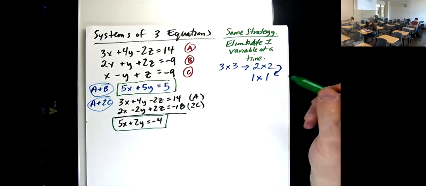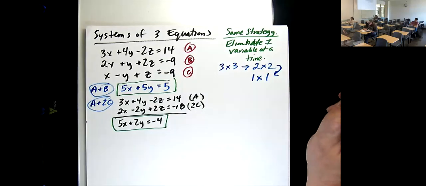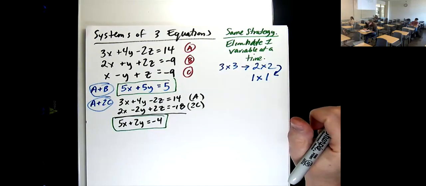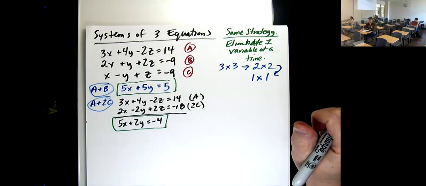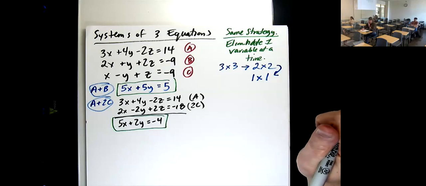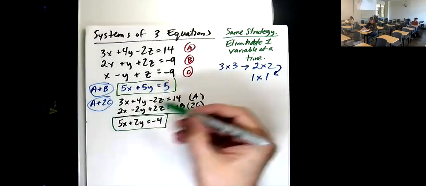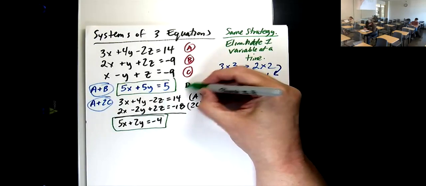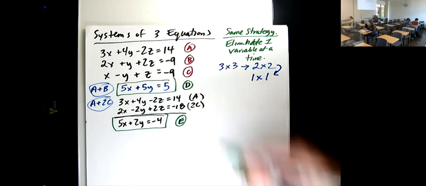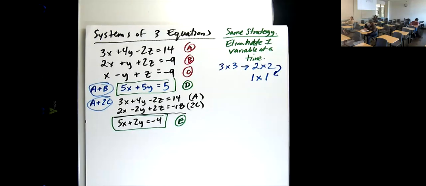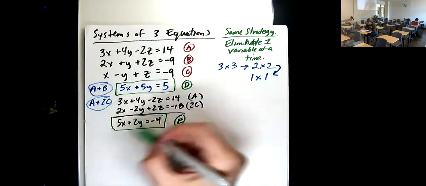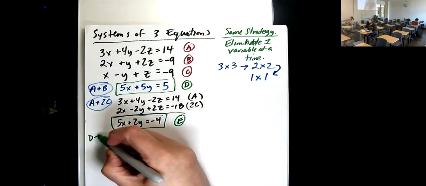I want to do it again and eliminate one more letter. What are you guys going to eliminate here? Why? They're already the same. All we gotta do is make one of them negative, right? Let's call this D, and let's call this E. I'm a big fan of labeling them. Because now I can just subtract. I can do D minus E.